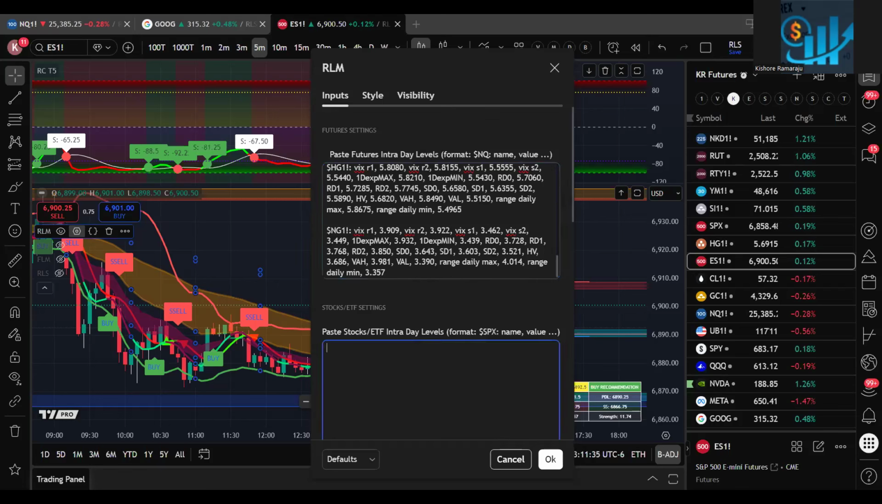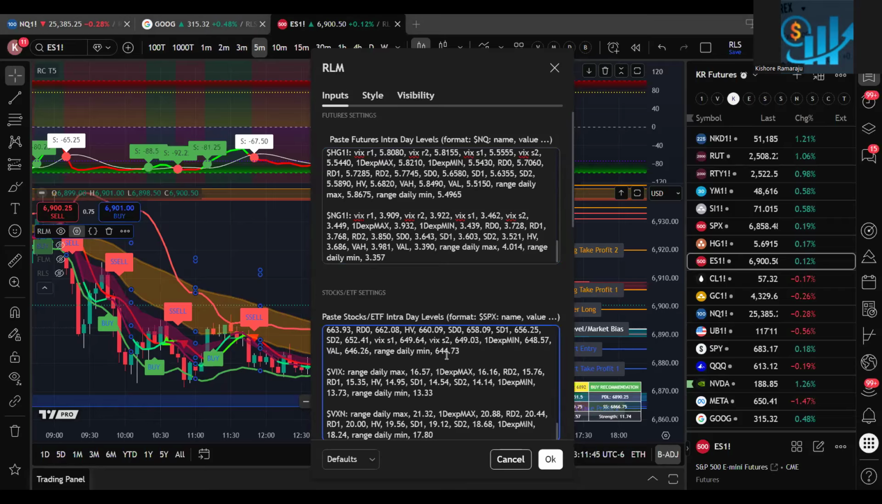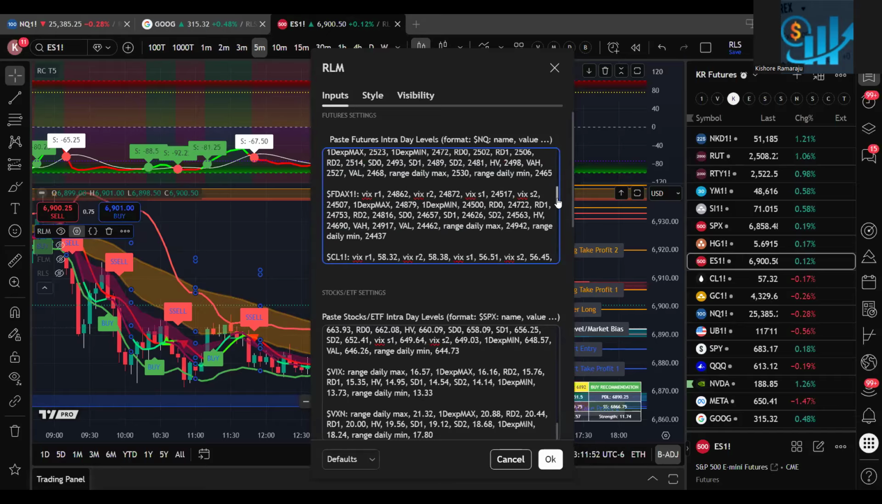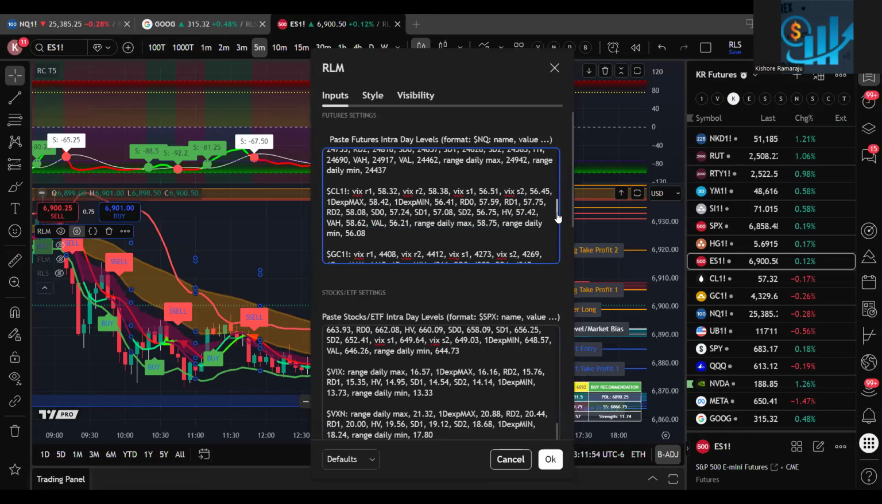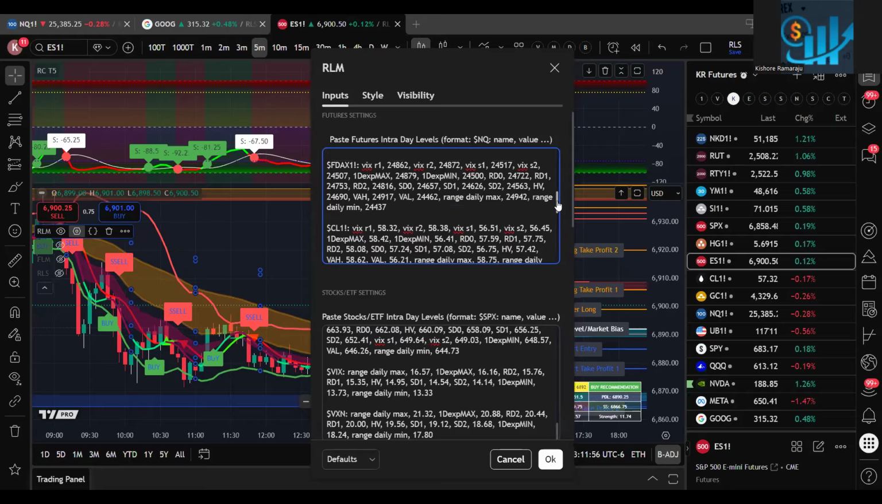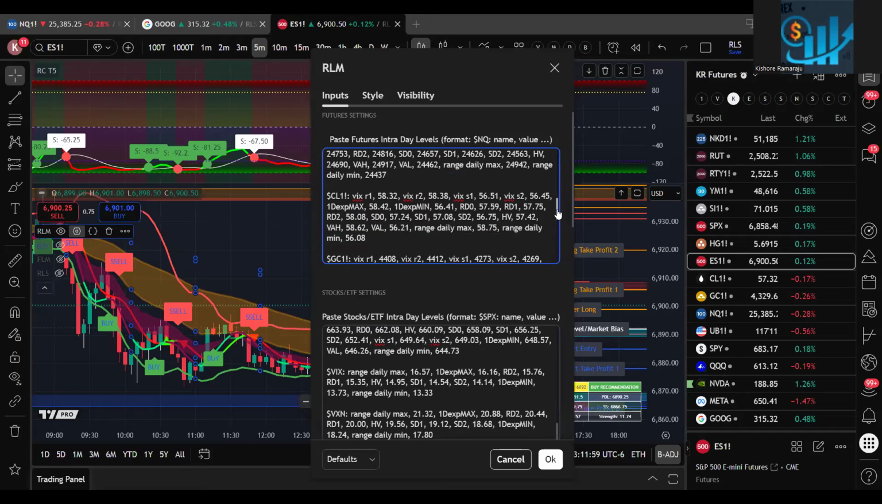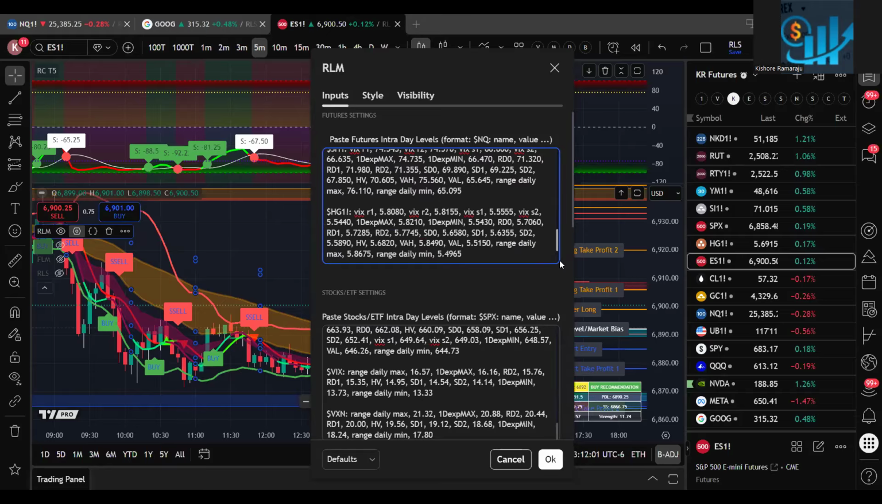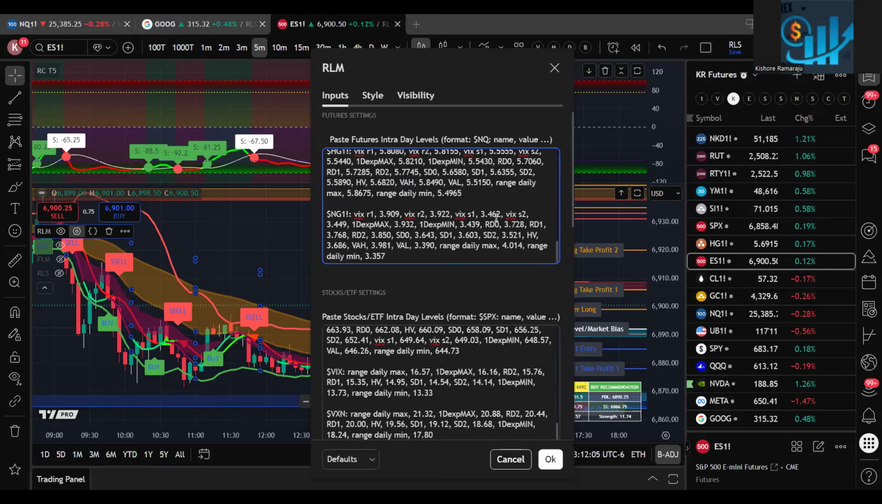In the same way, not only for different futures, you can also use this RLM for different major indices and major stocks. For example, mainly we use it for ES, NQ, YM, RTY, FDAX, crude oil. Because there are some members who are from Europe, I give these FDAX levels. Then CL, GC, silver, copper. These are the most important futures tickers where there will be good volume every day.